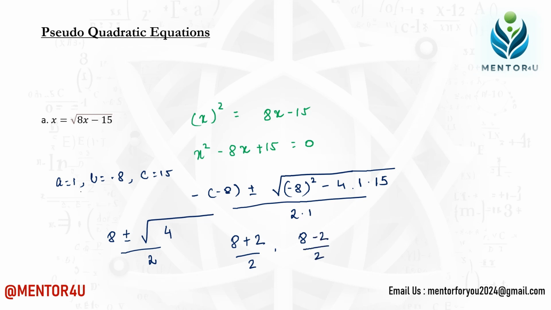So 8 plus 2 is 10. 10 by 2 is 5. And 8 minus 2 is 6. 6 divided by 2 is 3. So these two are the roots of the quadratic equation, right, for this particular quadratic equation.